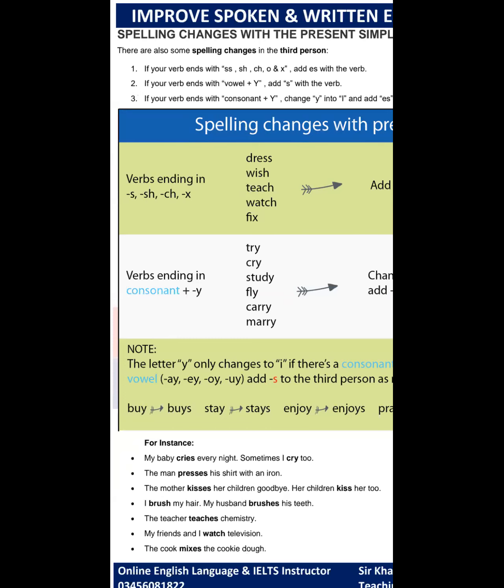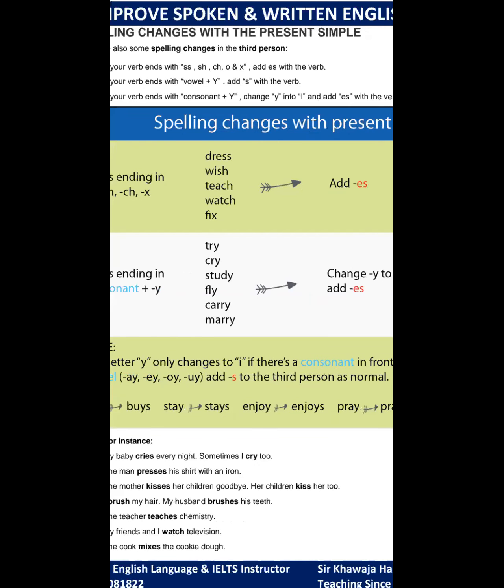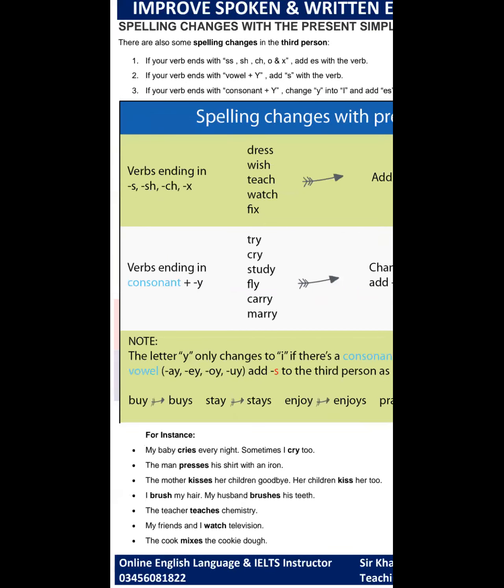Verb ending s, sh, ch, or x, like dress, add es, dresses; wish, add es, wishes; teach, add es, teaches; watch, add es, watches; fix, add es, fixes. Okay. If the verb ends in a consonant with the y, A, E, I, O, U are the vowels and then the rest of the alphabets are the consonants.